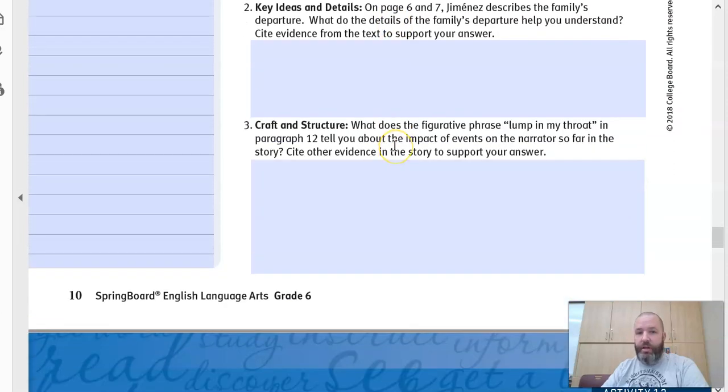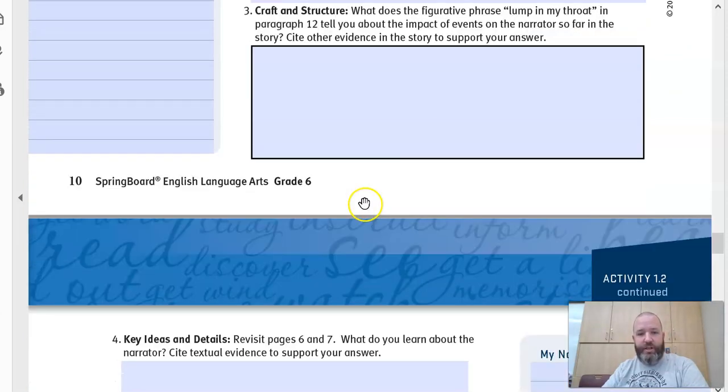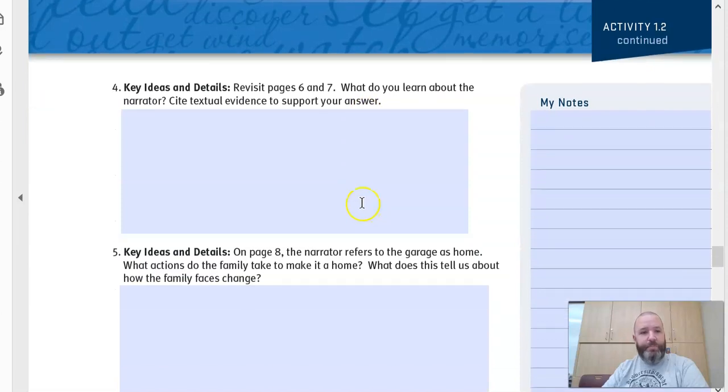Number 3. What does the figurative phrase "lump in my throat" in paragraph 12 tell you about the impact of events on the narrator so far in the story? So they're asking you about figurative language here. He had a lump in his throat? Obviously, that's not a literal lump in his throat, so what does that mean, and what evidence can you cite to say why he felt that way?